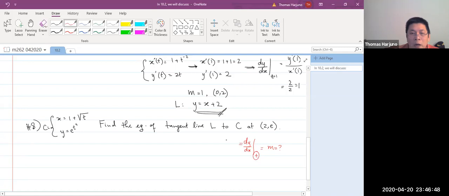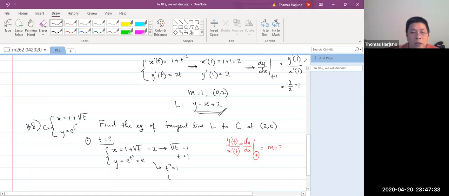I will need to find y prime t and x prime t. That's the idea. So let me find the time first. How to find the time? We set x equals 1 plus radical t equal to 2. So what will t be? Square root of t equals 1, then t must be 1. And you can confirm using the second equation, y equals e to the t squared. We set this equal to e. Therefore, t squared must be 1, so t equals plus or minus 1. But the common t that we can have here is t equals 1. So we know the time now.